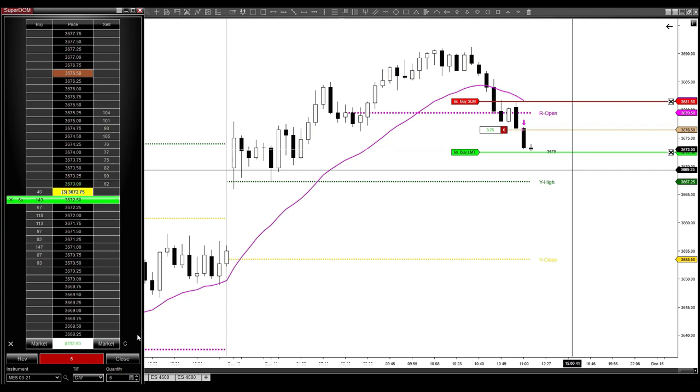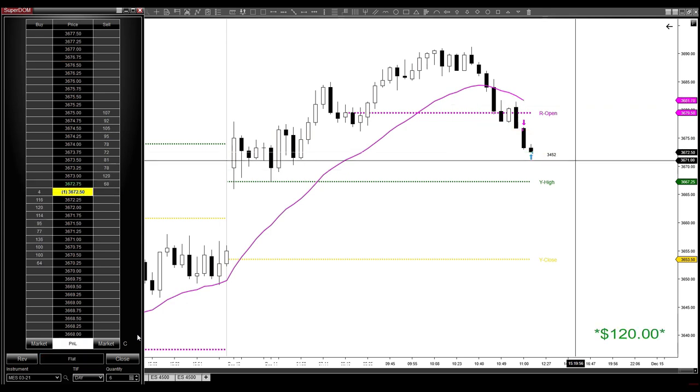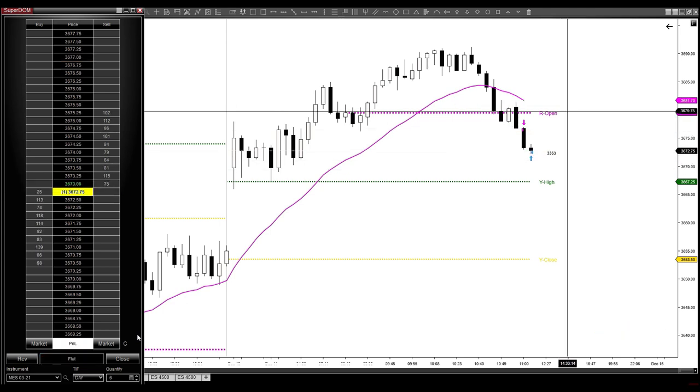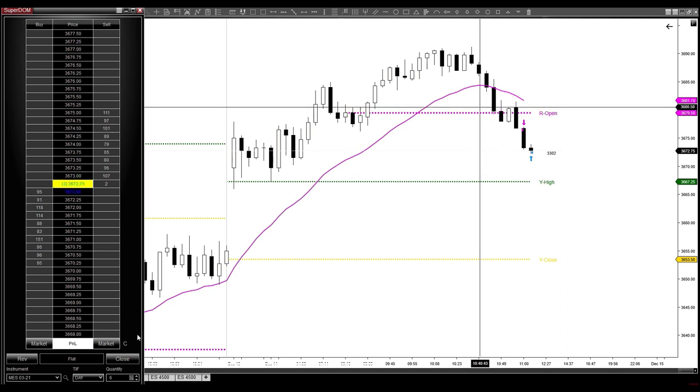One tick keeps touching. Very close. Let's see. Still about one tick away. Target filled. And there we go. We got filled for six. So let's walk through that trade again real quick.